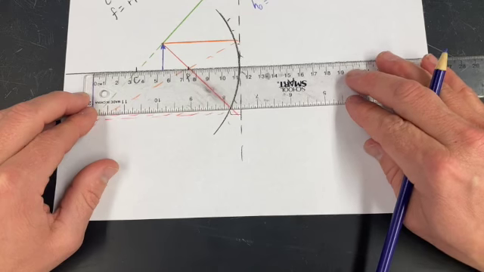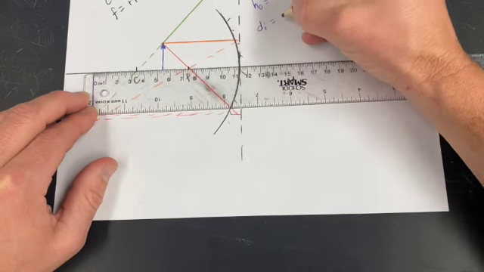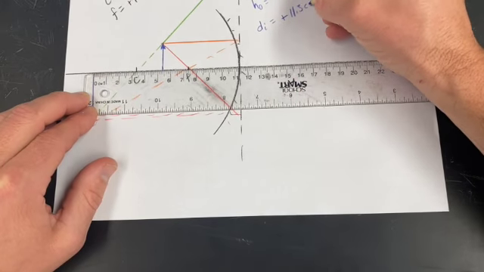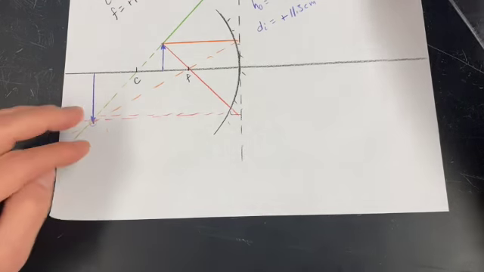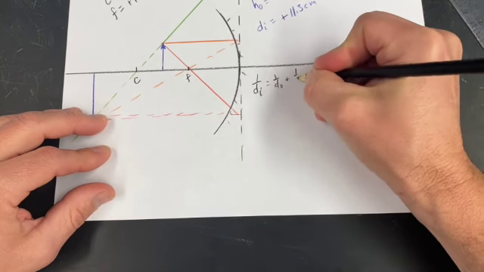It looks like I'm going to expect to get right around 11. The image is going to be right around positive 11.3 maybe centimeters. Let's check that out. So we'll go ahead and do the math one more time. Again, 1 over di equals 1 over do plus 1 over f.